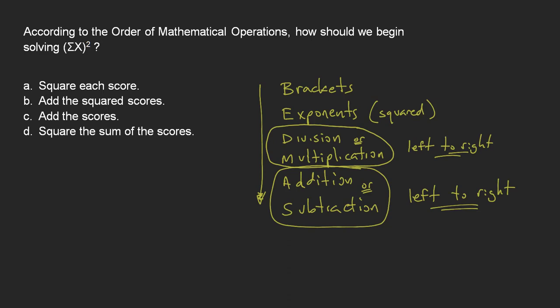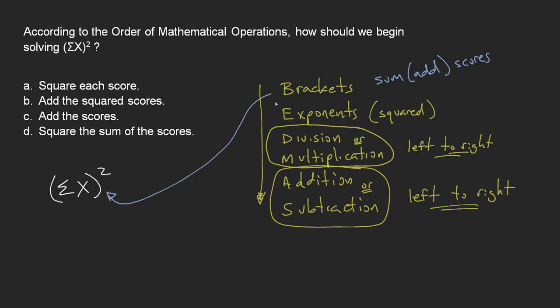So let's have a look at our sum of x in brackets squared. So what sort of operations do we see here? Well, you can see right away that there is brackets. So I've got brackets. I have to deal with whatever is in the brackets first. So first thing I'm going to do is sum or add the x values or the scores. So that's the very first thing that I have to do.